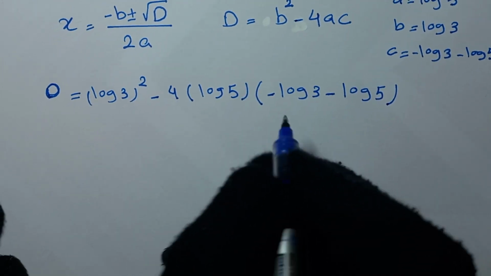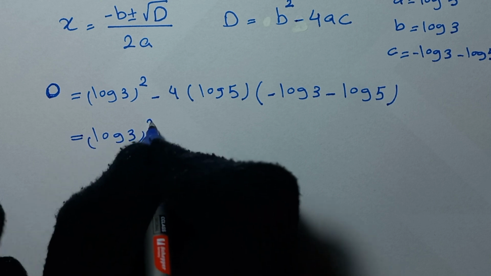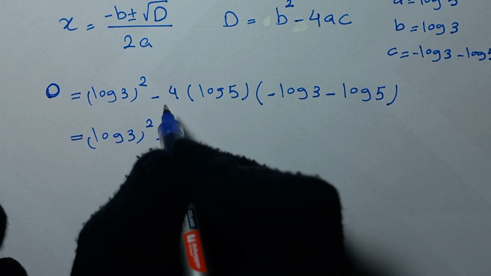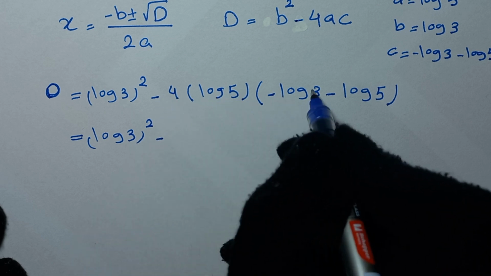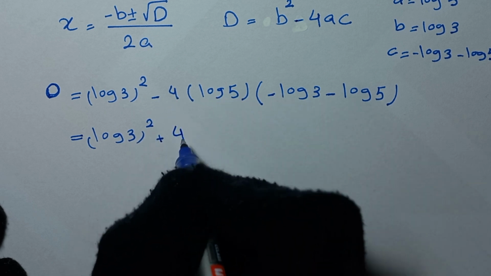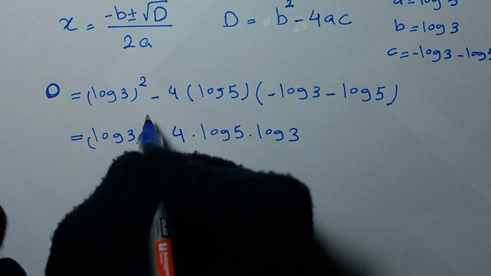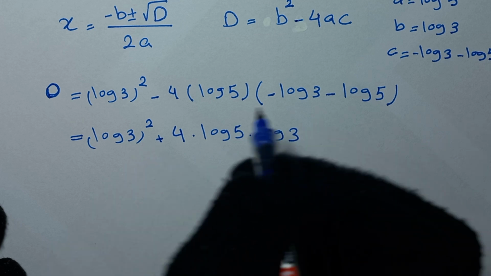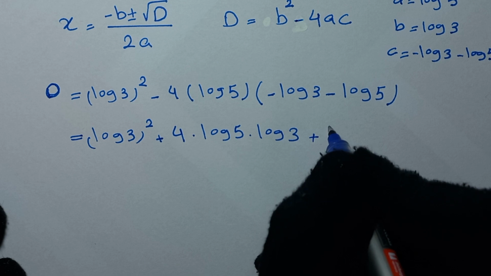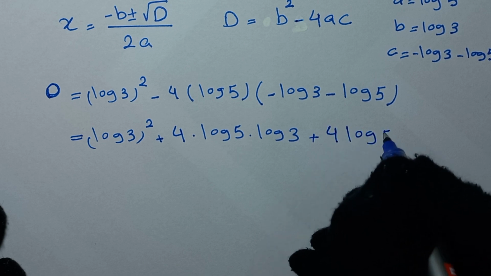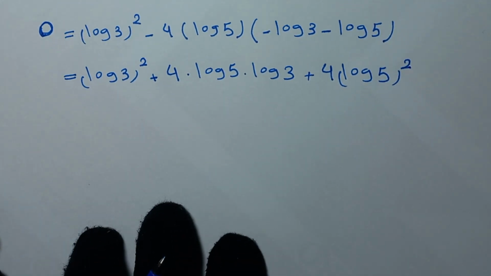So, from here, this is equal to log 3 to the power of 2 and minus, here we have negative 4 times log 5 times negative log 3, it will be positive 4 times log 5 times log 3, right? Negative times negative will be positive. And here, negative 4 times log 5 times negative log 5 will be positive 4 times log 5 to the power of 2, right?